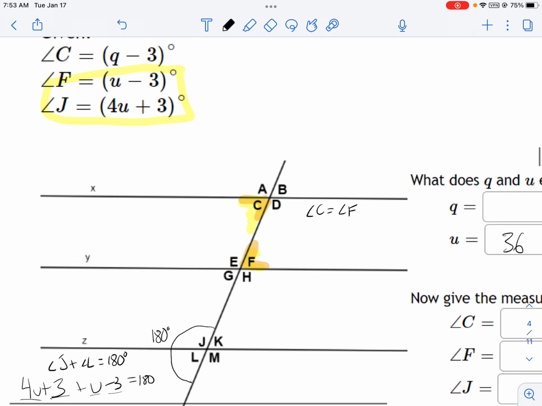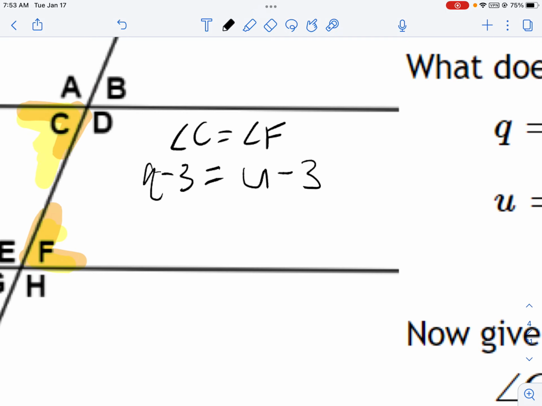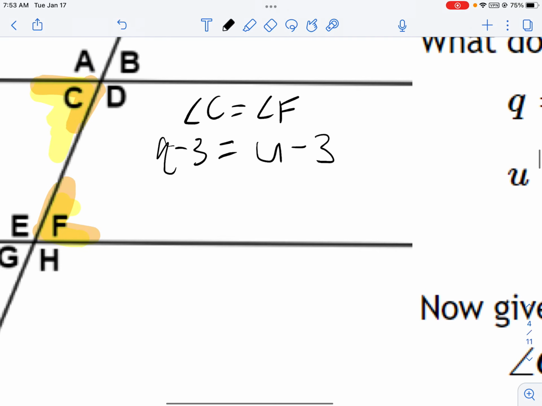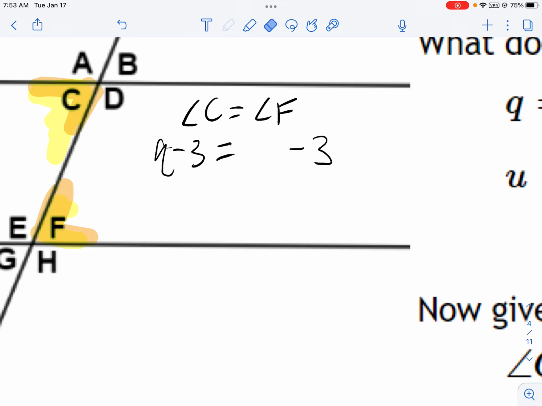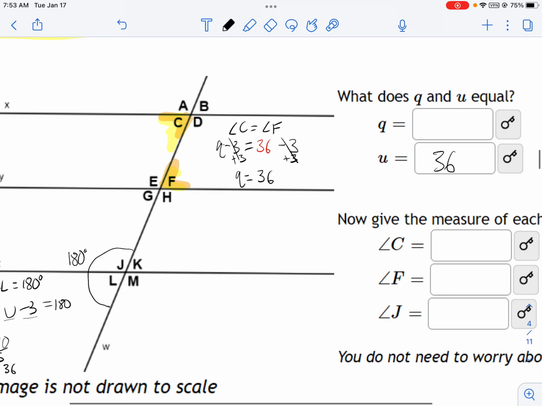Again, we know angle C is Q minus 3, and angle F is U minus 3. Because we just solved for it, we know that U is 36, which means in place of U we can put a 36. Solve for Q. We already know what U is, so add 3 to both sides, which ironically just cancels it out, and we get Q equals 36 as well. That is a coincidence. It will most likely not be the case for your problems. But that's how you would solve for it.